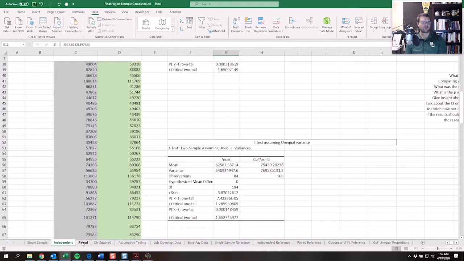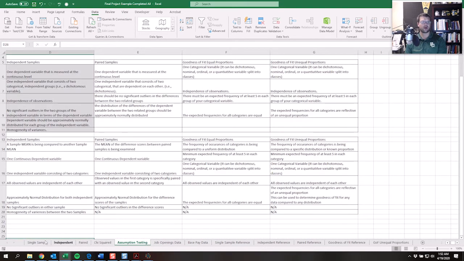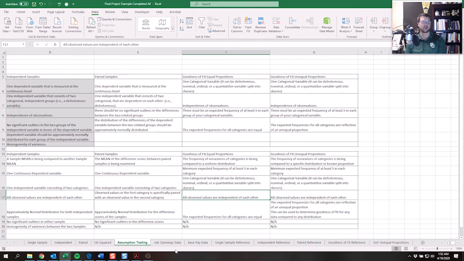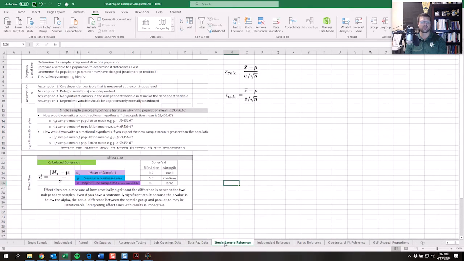So you have your final project worksheets right over here regarding the single sample, independent, paired, and chi-squared. And then we have this fun little thing on assumption testing that has all of the assumptions that need to be tested. We've got your data, and then once you get into everything, you've got your single sample reference, your independent reference, paired reference, goodness of fit reference.